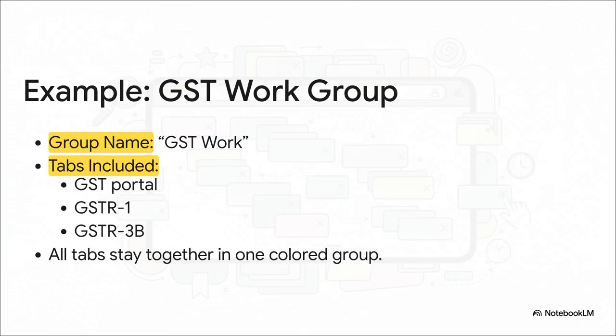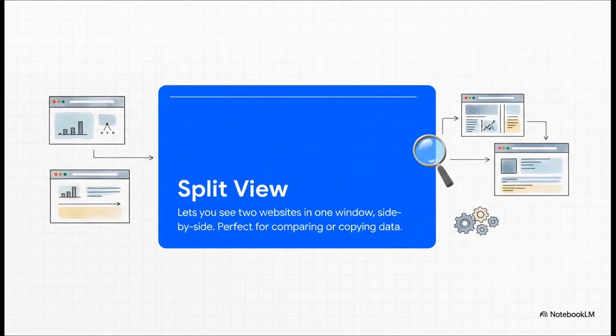So let's imagine a real-world scenario. You're working on your GST filings. You can create a GST workgroup, maybe make it green. Then you just drag your GST portal tab, your GSTR1 tab, and your GSTR3B tab right into it. Now, with a single click on that green GST work label, all three of those tabs just shrink down into one neat little button. All that clutter? Gone.